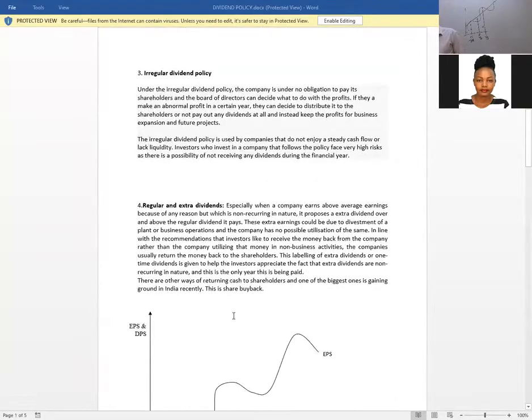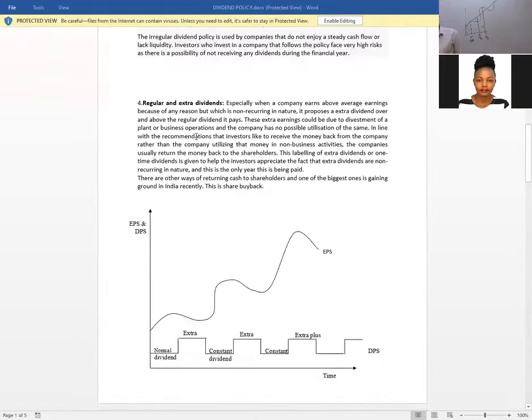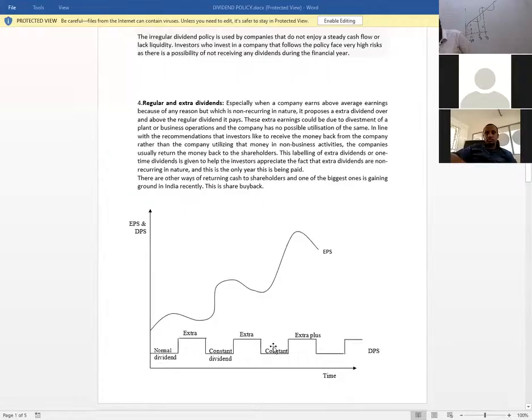Now listen here, we have regular and what else? Extra dividends policy. Regular and extra dividends. Ladies and gentlemen, we shall be having this kind of a constant dividend. You can see no more dividend. When we get something abnormal, we increase. We go back to constant. When we get something abnormal, we pay more.